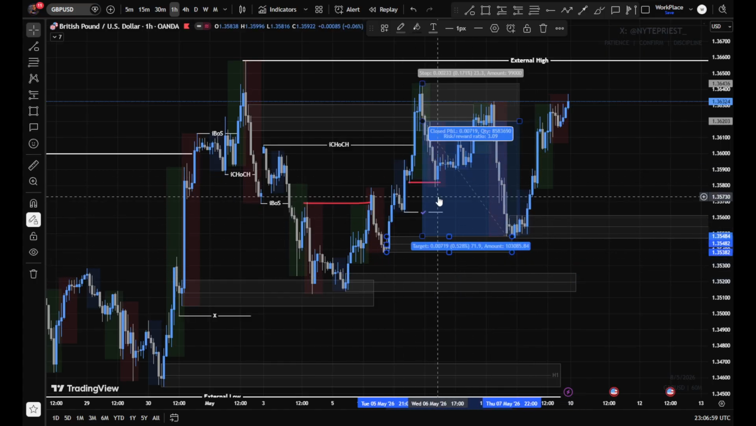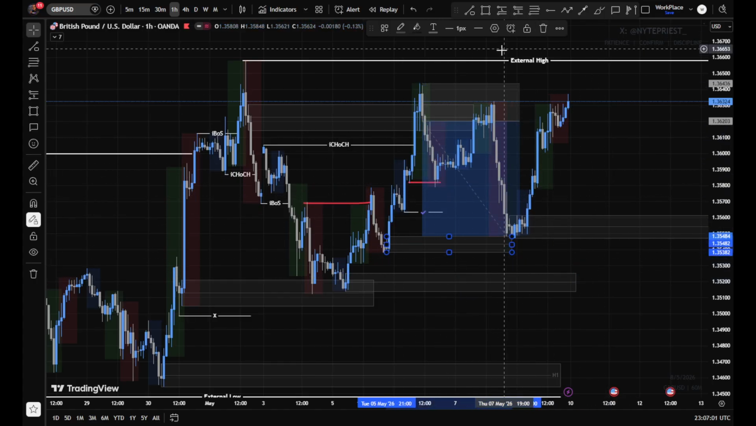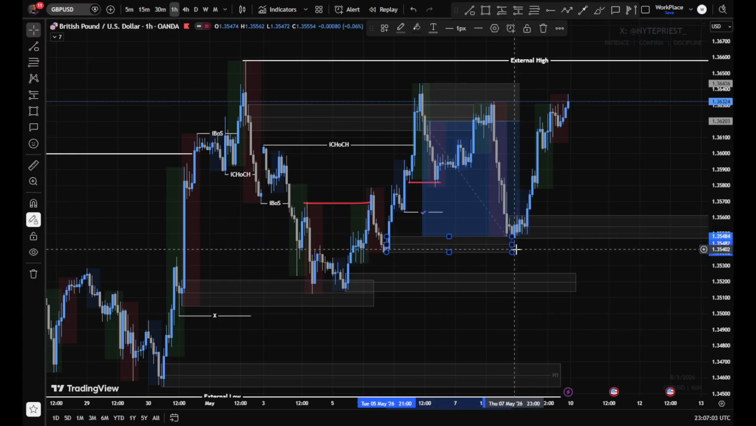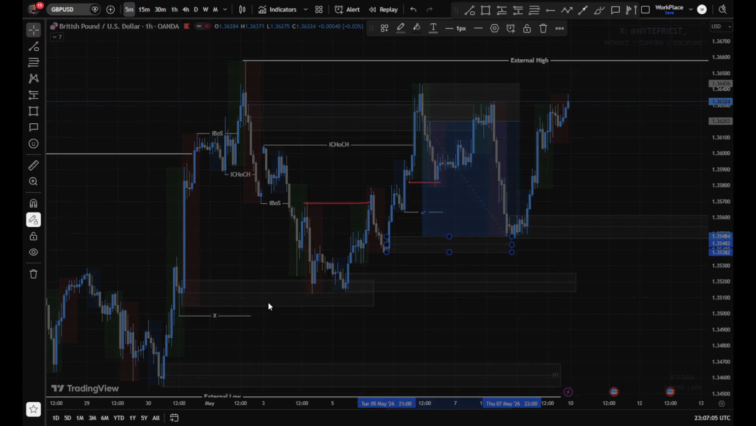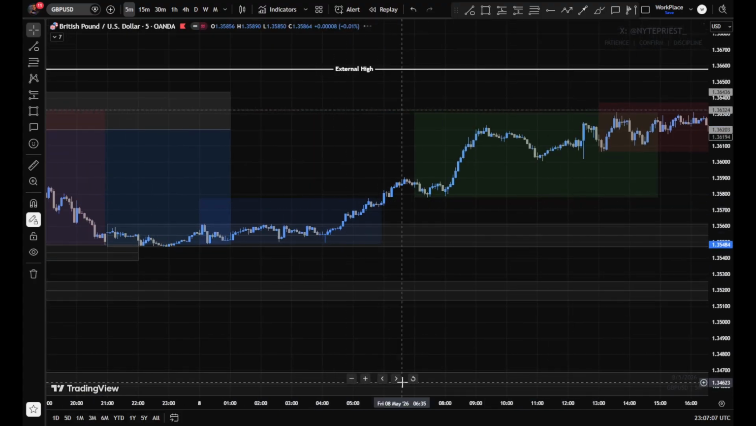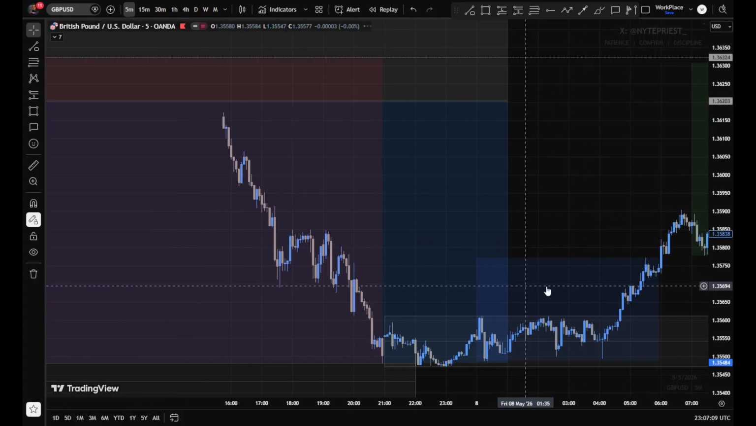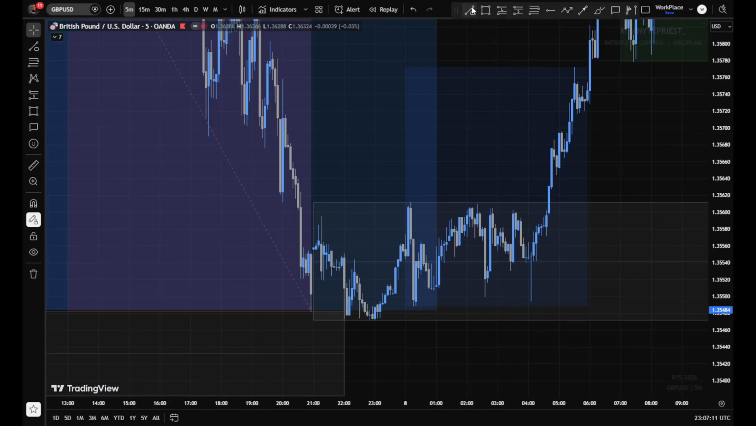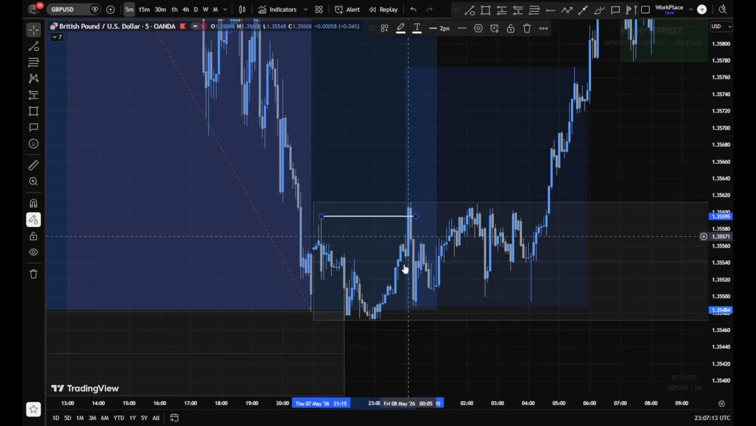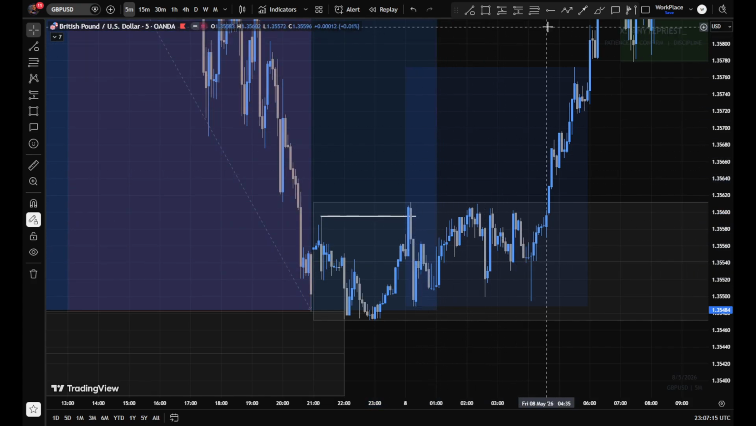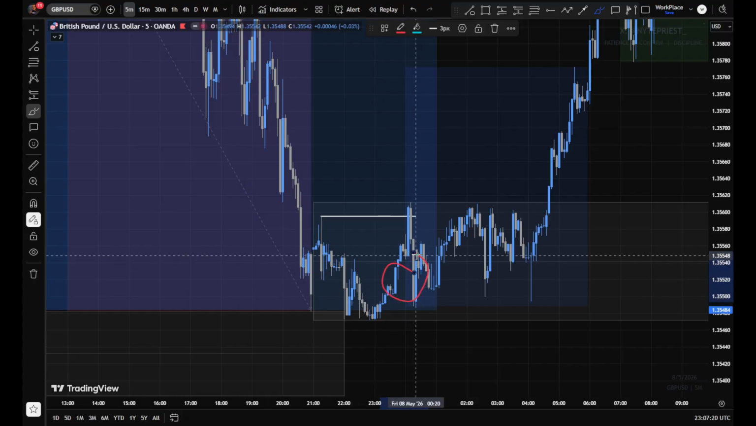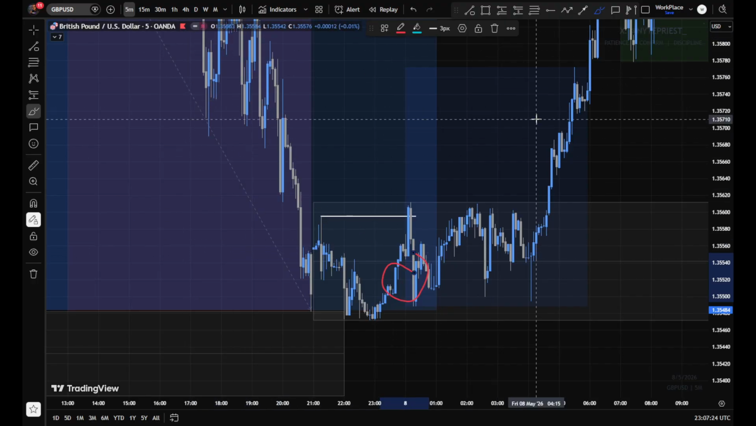So after that trade on GBP USD, after mitigating the supply zone, if you move down to the 5 minutes time frame, you can see on the 5 minutes time frame, we had this break of structure to the upside. So this whole trade idea happened in the Asia session. So I didn't take this trade.